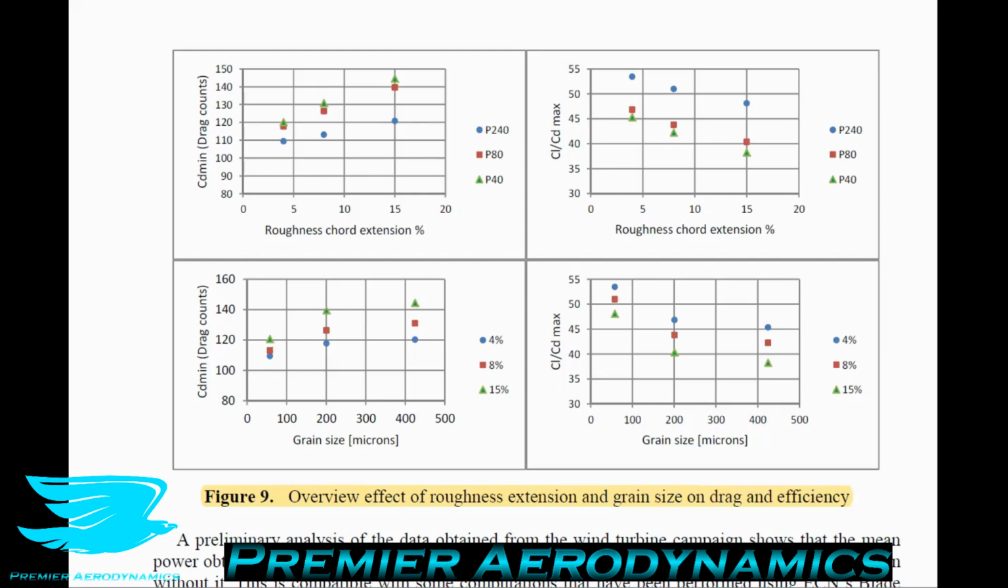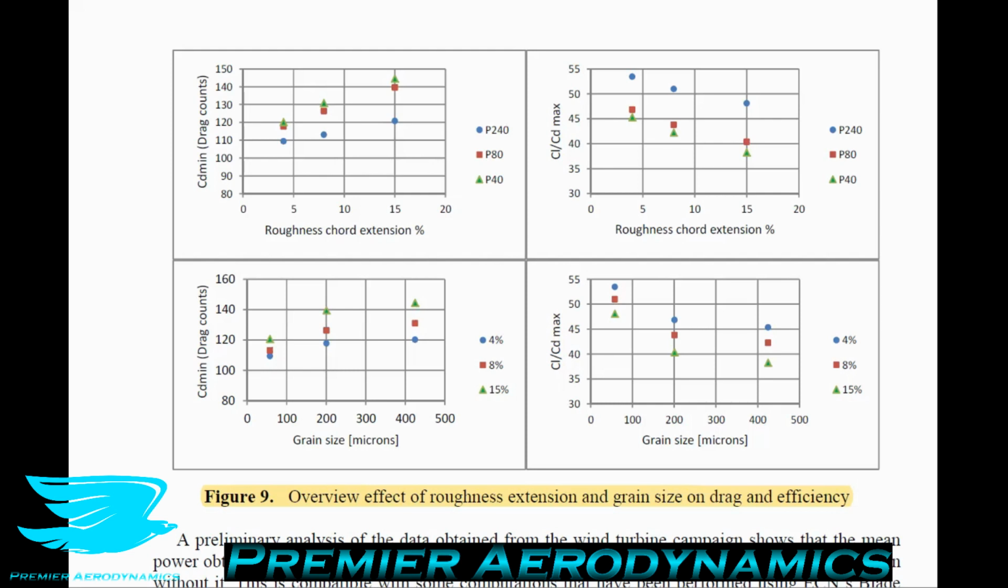When you have only 4% of the chord covered, the drag was 110 counts, so 0.11. As you increase it to 15%, it jumps to 120, or 0.12. So that's about a 10% increase, and this increase is about the same across different grit sizes as well. For the maximum lift to drag ratio, as we mentioned earlier, we found for 8% that we get a massive reduction for any surface roughness, and the greater the surface roughness, the worse the lift to drag ratio becomes. That is also the case for different angles of attack for the two-dimensional airfoil.